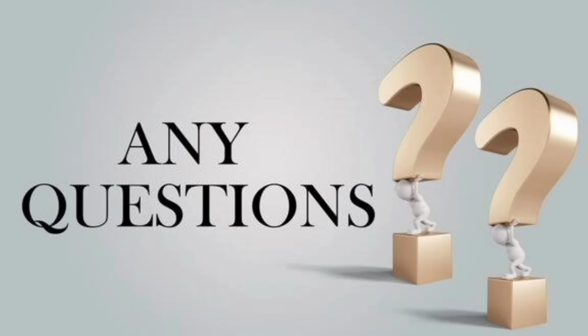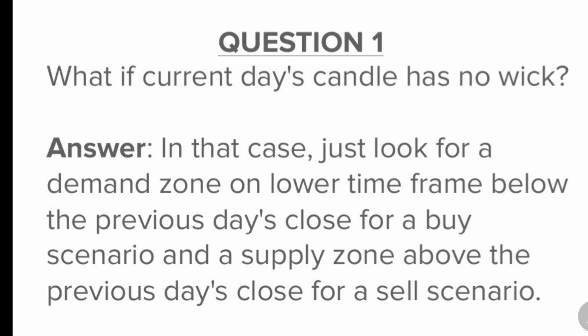I've got several questions that I know you might want to ask on this strategy. You might want to ask these questions, so I've just written them out so that you can have them. So the question would be, what if the current day's candle has no wick? In that case, just look for a demand zone on a lower time frame below the previous day's candle close for a buy scenario, or a supply zone above the previous day's candle close for a sell scenario.